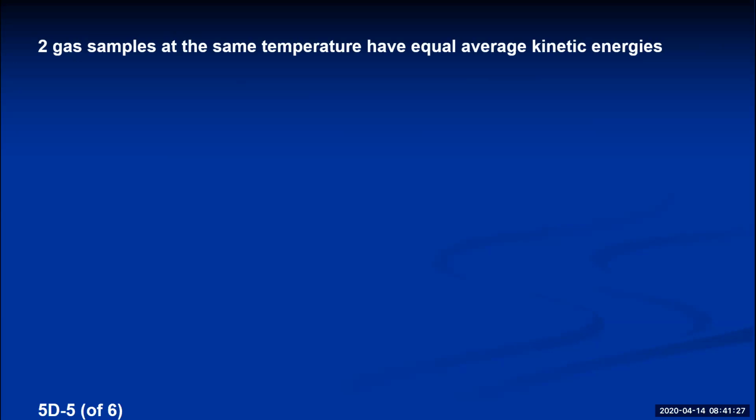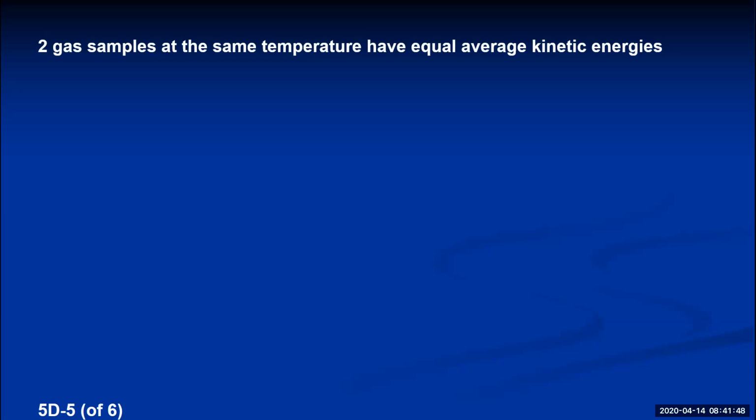Now, one particular point about realizing that temperature and kinetic energy are related to each other is that if you have two gas samples at the same temperature, they would have to have equal kinetic energies or equal average kinetic energies. Recalling that kinetic energy is 1/2 mv squared, the kinetic energy of one gas would be 1/2 multiplied by its mass multiplied by its root mean square velocity squared.